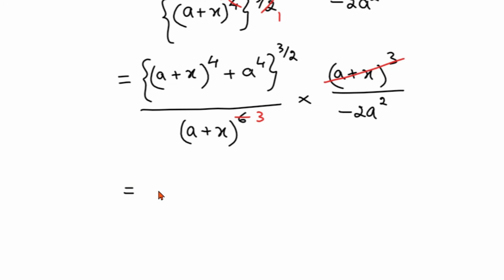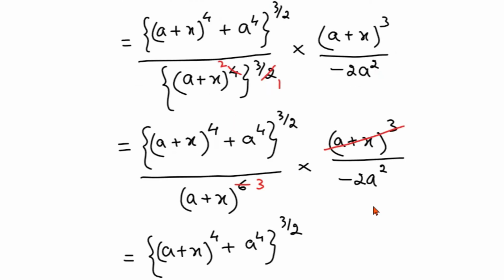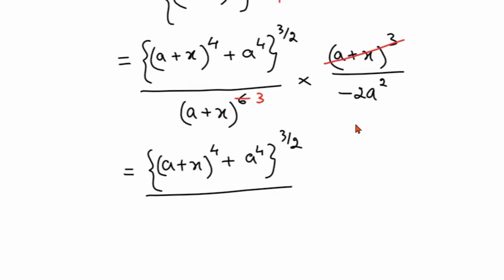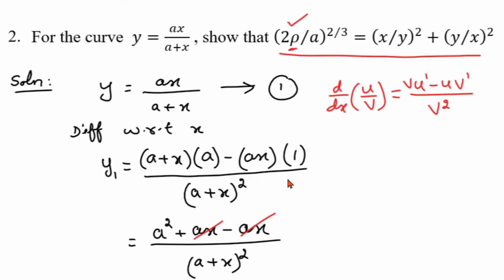This will be equals to ((a + x)^4 + a^4) to the power of 3 by 2, that is whole divided by, just multiply this, minus 2a squared, we will be getting minus 2a squared times (a + x) whole cube, and this is the radius of curvature we have got. But if you try to observe, the result that we need to prove is, we have to prove (2ρ/a) to the power of 2 by 3.